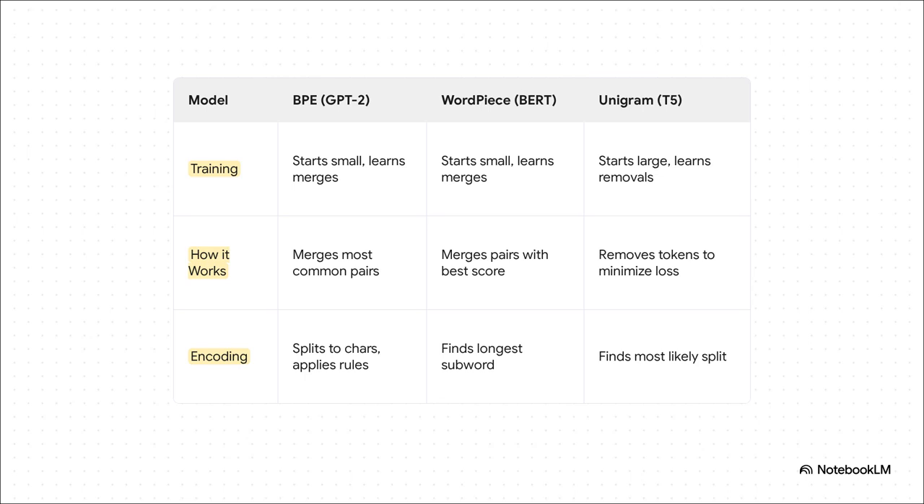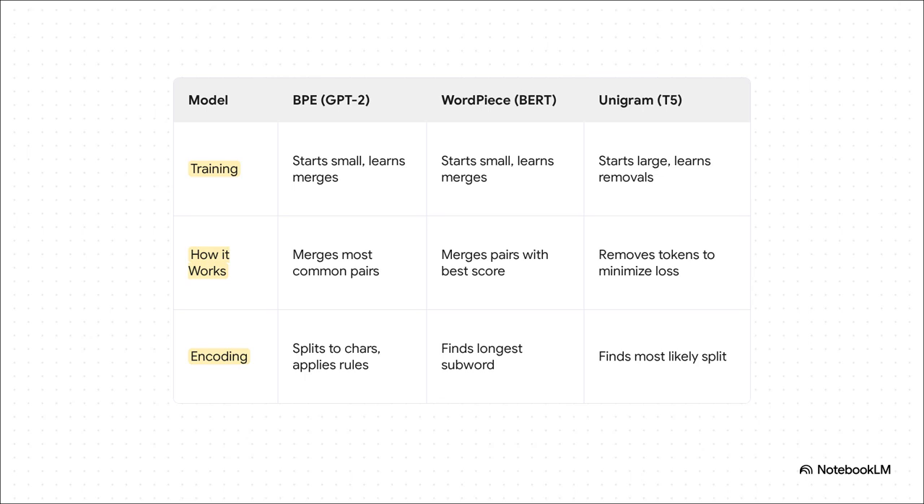Unigram, which T5 uses, is the complete opposite. It's top-down. It starts with a ginormous vocabulary and then learns which pieces it can safely throw away to be more efficient. It's more like a sculptor, chipping away at a block of marble. And that basic difference in philosophy changes everything.